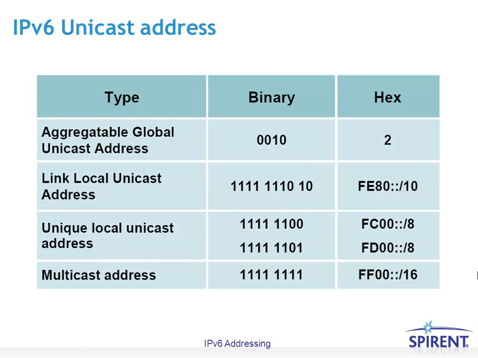So looking now at some IPv6 unicast address types. I mentioned on the previous slide the aggregatable global unicast address space. All addresses starting with 001, which translates to a hex 2, come out of that space. Link local addresses always start with FE80/10. Unique local addresses, which we'll talk more about, somewhat analogous to IPv4's private IP address spaces, in other words, just used within your local organization, have prefixes such as FC00/8, FD00/8, and then the multicast address space starts with FF00/16.